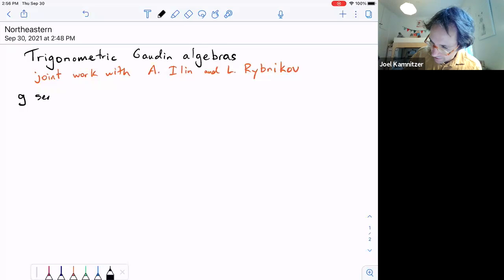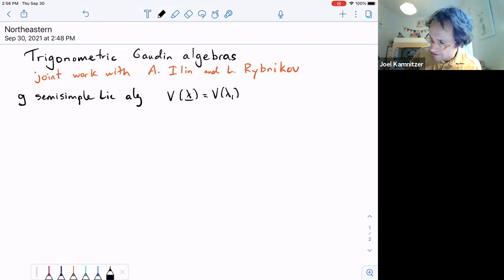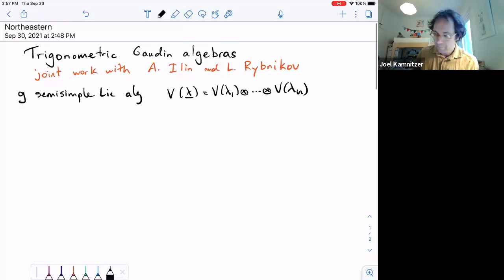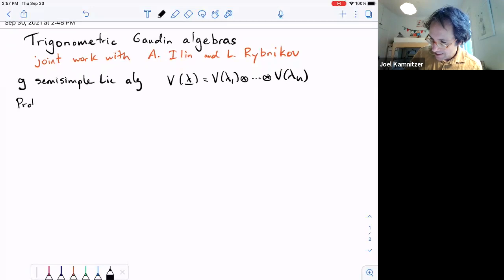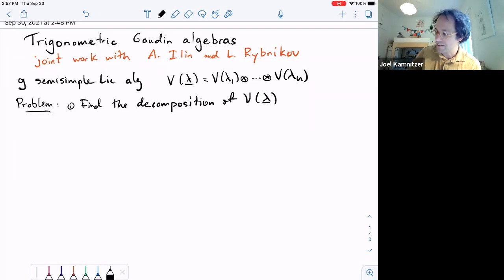So let's start by fixing a semi-simple Lie algebra g. And let's consider a tensor product, which I'll write like this, V lambda underline, a tensor product of irreducible representations of G. A classic problem in representation theory is to find the decomposition of this tensor product representation into irreducible representations.